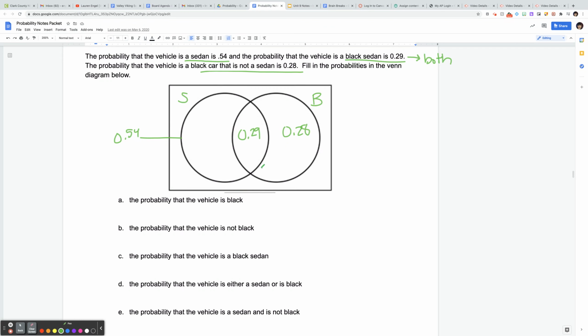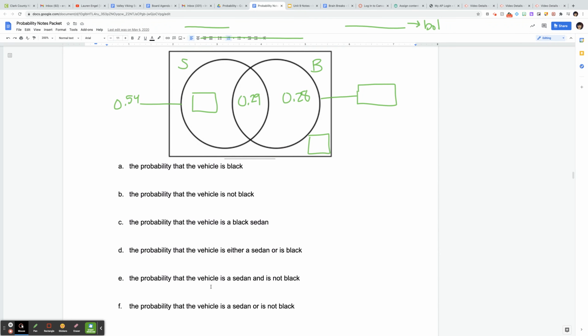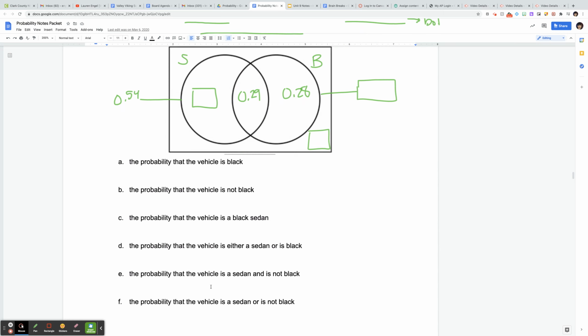So what you need to do is solve the rest of the Venn diagram. You're missing this total value right here, and you're missing this neither value right there. Go ahead and pause the video and try this one out. Find those missing values and then see if you can calculate those individual probabilities, and then check back with me in just a moment to see how you did.